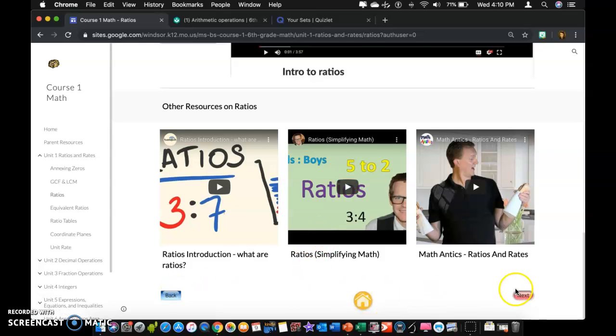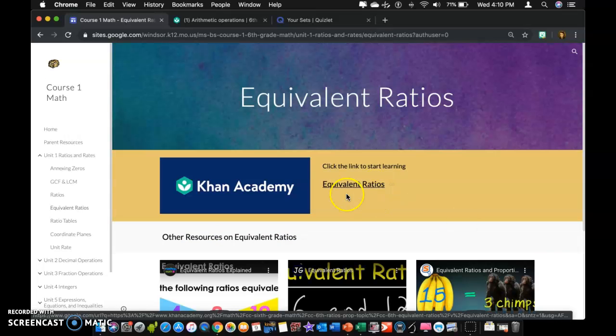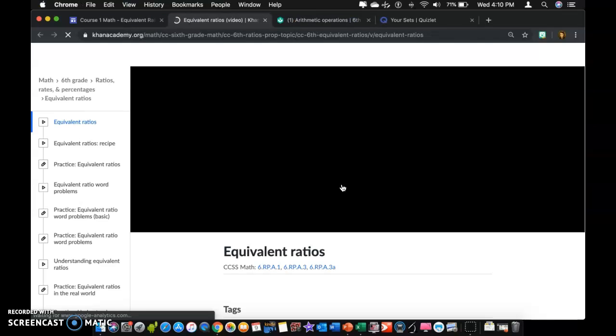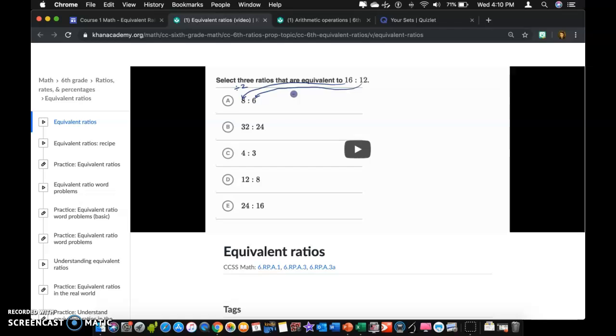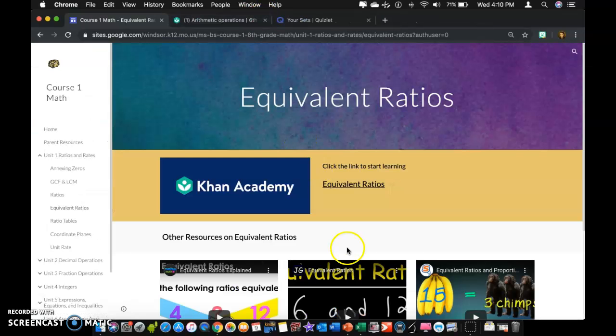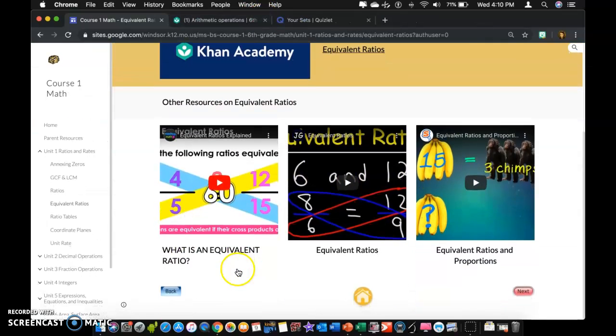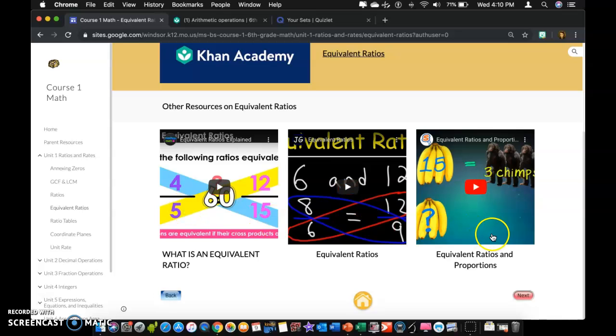And I have 3 ways to navigate. You've got the back button, the home button, and the next button. So let's go to the next button to just see what happened. And by the way, here is ratios. And you can see next is going to be equivalent ratios if I link them correctly. So next, here's equivalent ratios. Again, this is your link to Khan Academy. It takes you straight to the lesson on Khan Academy. You can X out. And then here are the extra resources on understanding equivalent ratios.